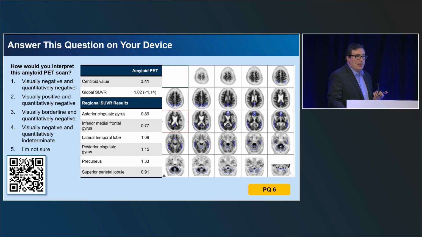So how would you interpret this PET scan? Visually negative and quantitatively negative? Visually positive and quantitatively negative? Visually borderline and quantitatively negative? Or visually negative and quantitatively indeterminate? Or the fallback, I'm not sure.